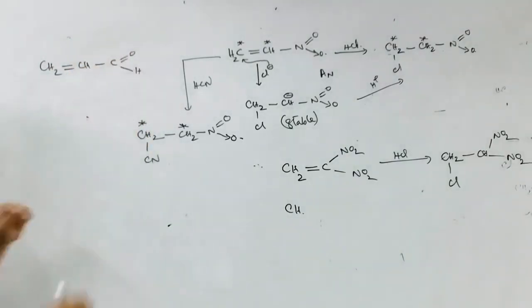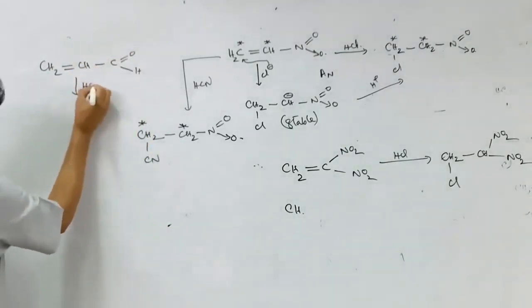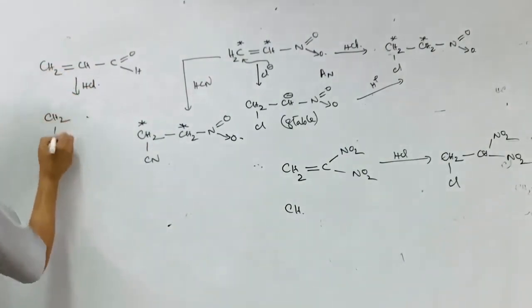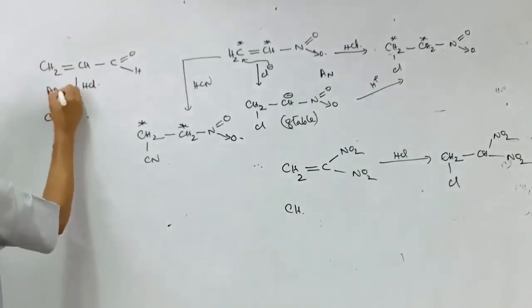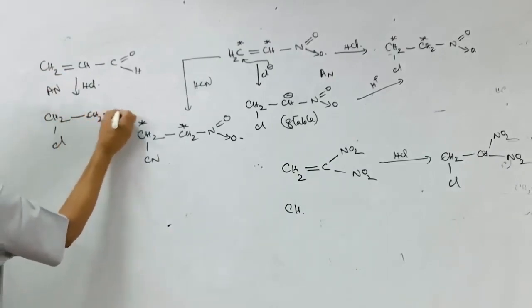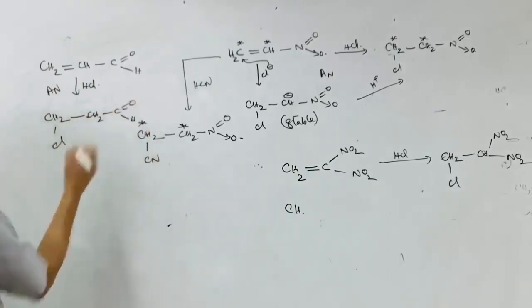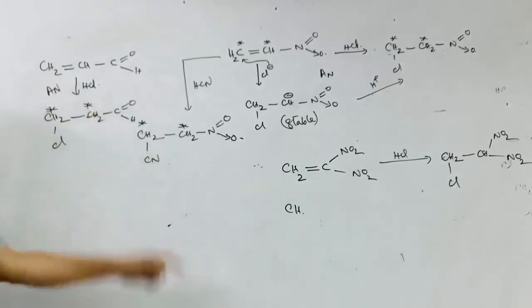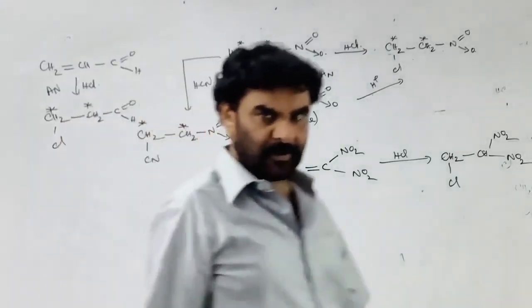Minus M group. When it is treated with HCl, then what happens? The addition takes place against Markovnikov's rule. This is CH2, this is C double bond OH. The addition is taking place here against Markovnikov's rule.